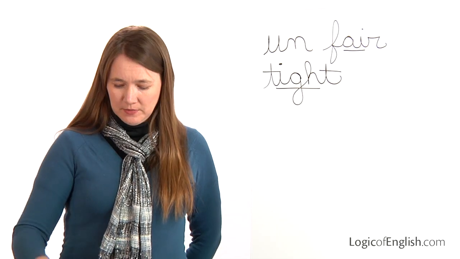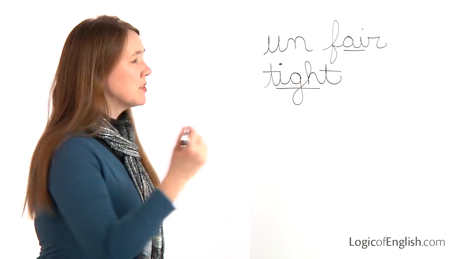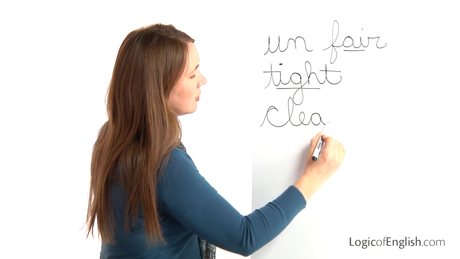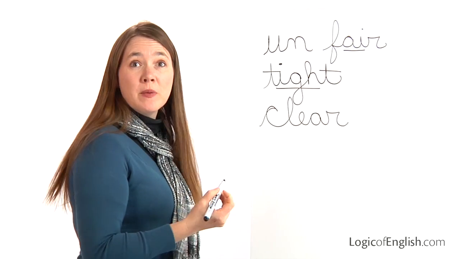The next word is clear. The clear sky is a sign of a high pressure system. How many syllables in clear? 1. Let's sound it out together. K, L, E. This is an E, A, R. Go ahead and write clear. And now help me to write it. K, L, E, R. And how will we mark it?